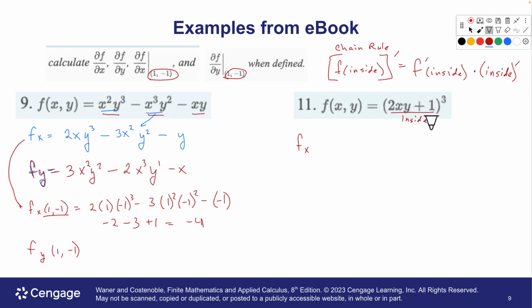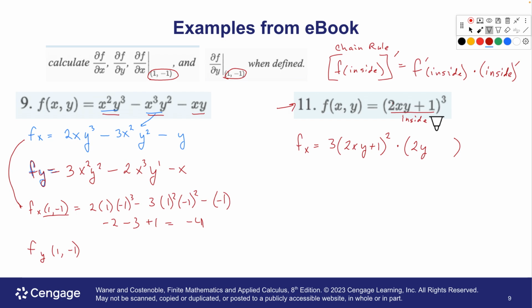Okay, the outside function on this one, the 3 comes down, the inside does not change yet, and we subtract 1 from the exponent, so we're going to get 2. So that's the derivative of the outside. We're now going to multiply by the derivative of the inside, and when we look inside here, all we have is 2xy. Taking the derivative, we're treating x as a variable, so the derivative of x is 1, so this is 2y plus 1.